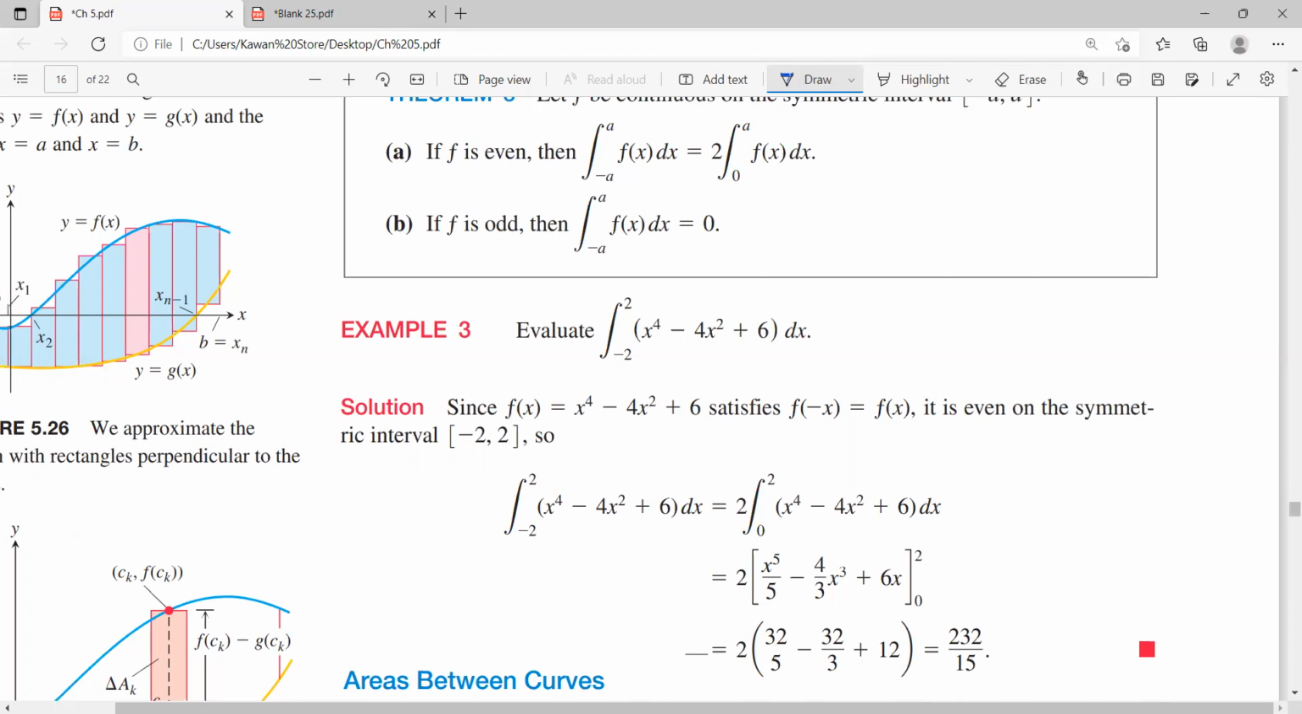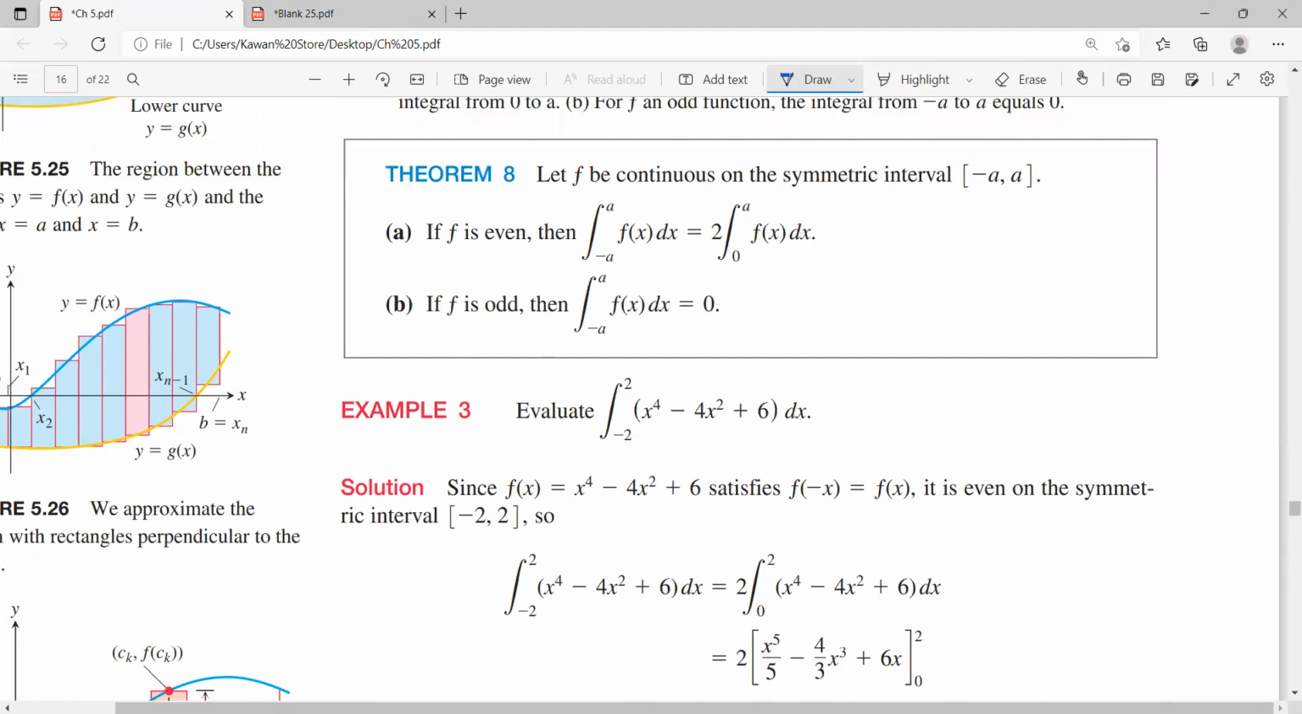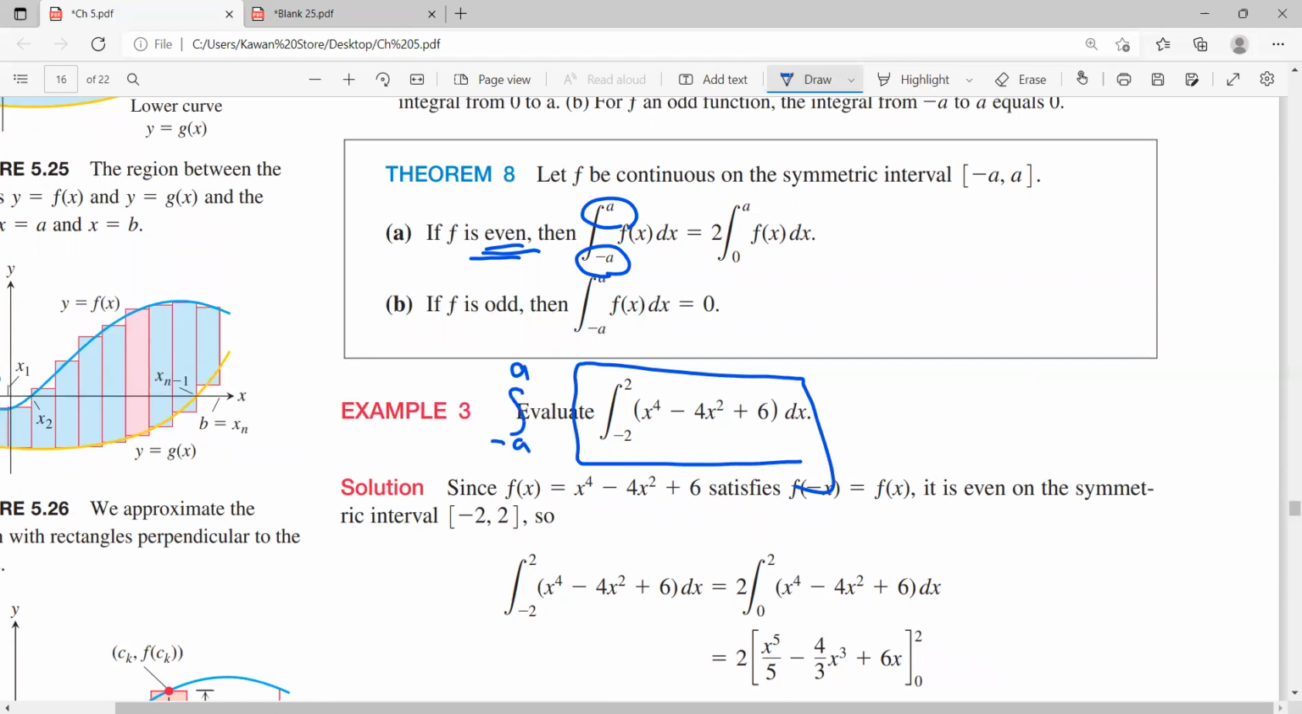Let me say property is not rule actually. Let's say the function is odd or even. So there's a relation between the type of function and the boundary. Look at here. For example, look at this example. Minus a to a means that from minus 2 to 2, minus 1 to 1. Understood? Okay? So like that.